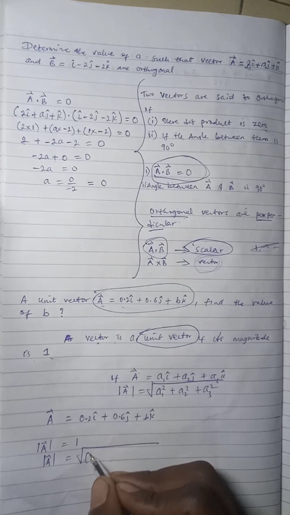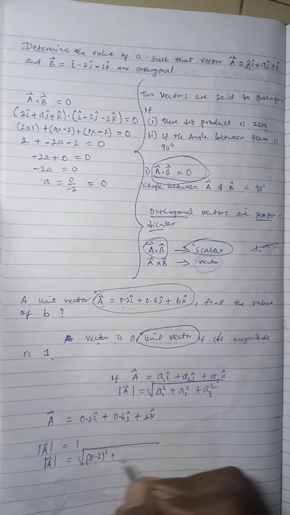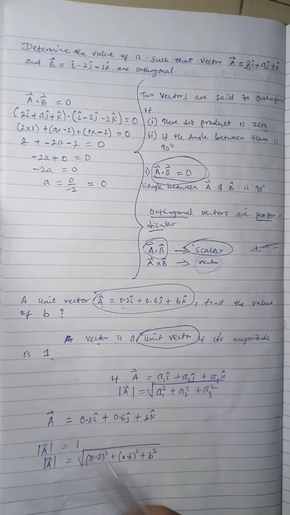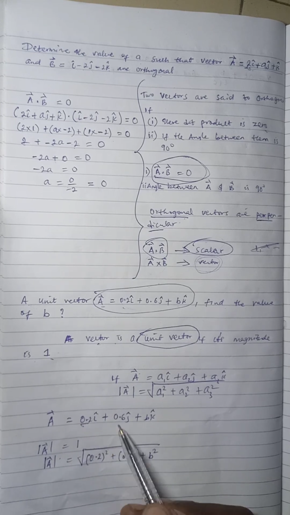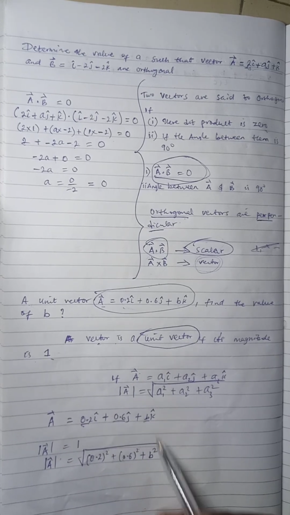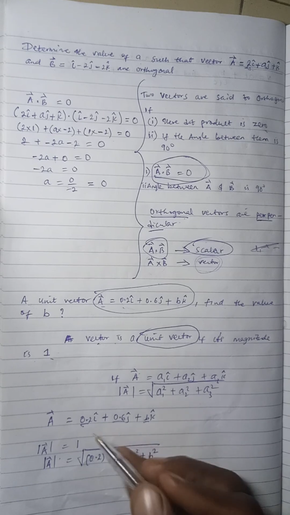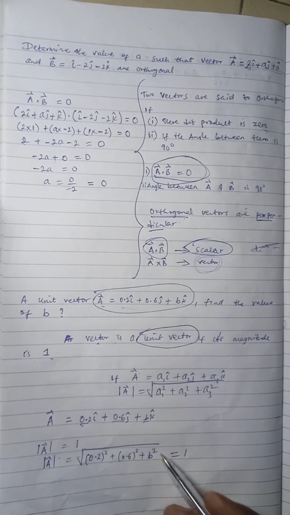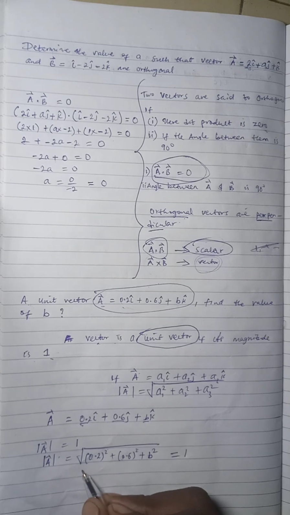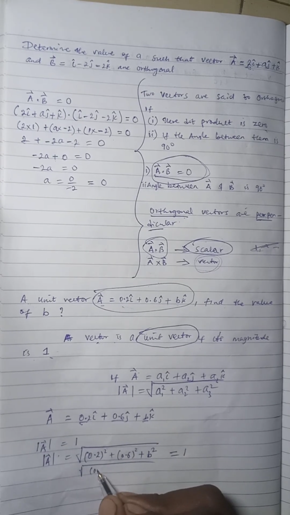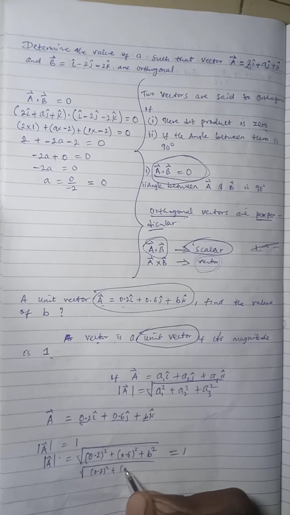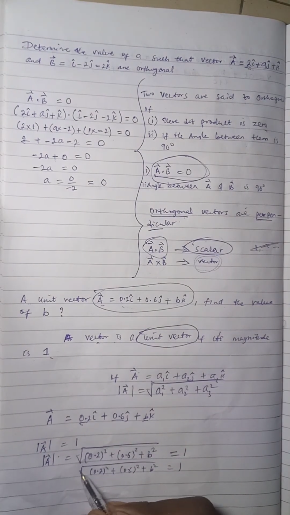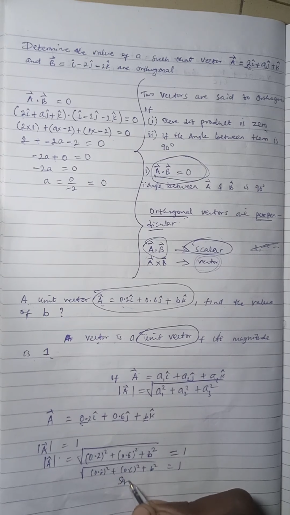The first component here is 0.2, I raise it to 2, plus 0.6 raised to 2, plus b raised to 2. First component to power 2, second component to power 2, last component to power 2. Since it is a unit vector, the magnitude is equal to 1. So time to get b. Here I have the square root of 0.2 squared plus 0.6 squared plus b squared is equal to 1. To remove the square root, I square both sides.